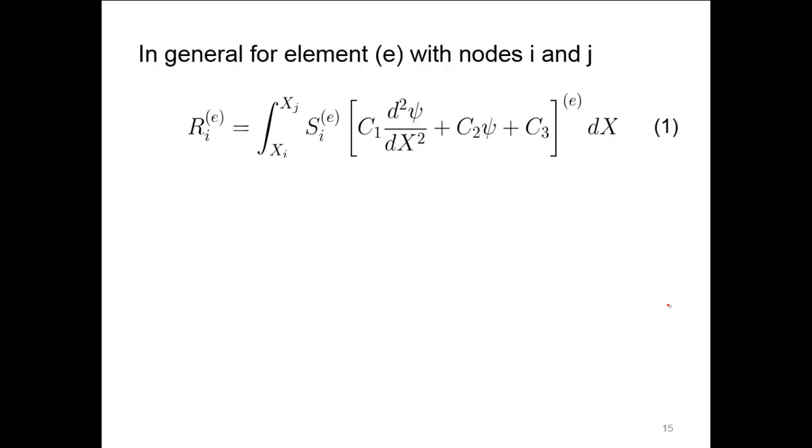So in general, for element E with nodes I and J, the residual at node I for a given element is the shape function of that node in that element times the governing differential equation.